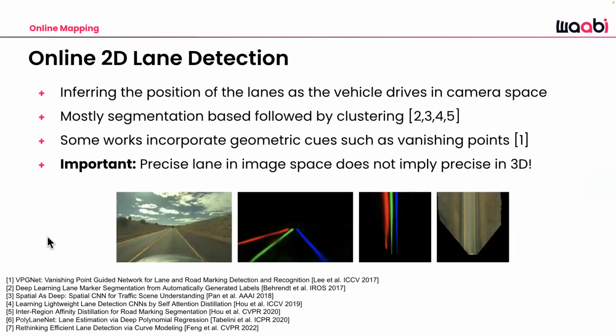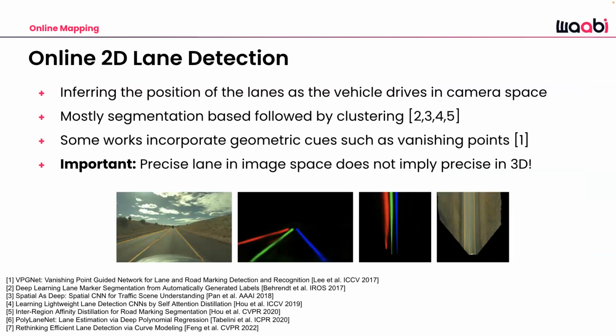So one way to tackle this earlier on was to do 2D lane detection. So detecting the lanes in the camera image. This is a classic example of a task that you do in autonomous driving. These approaches typically use some sort of deep learning to segment the lane boundary pixels in 2D and then cluster them into individual lanes and then fit some sort of primitive to a lane, maybe like a spline.